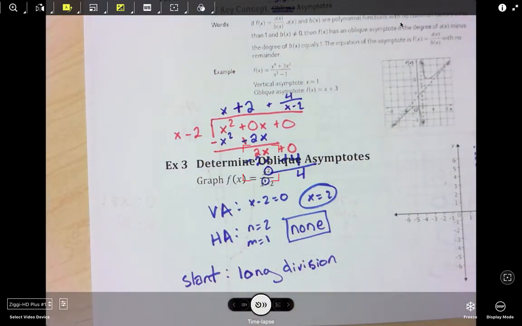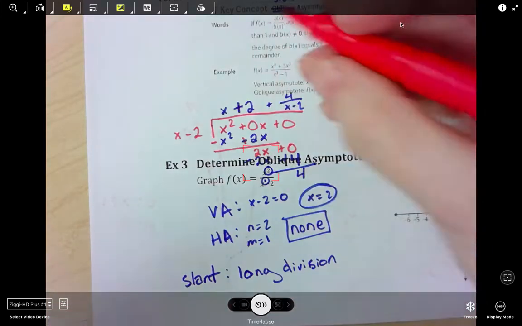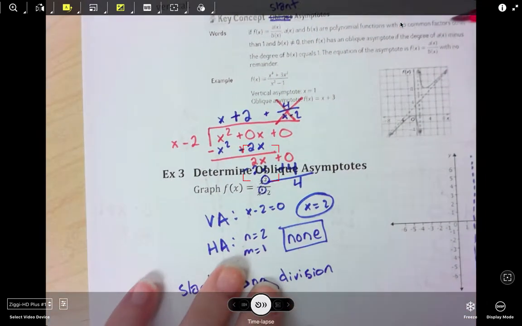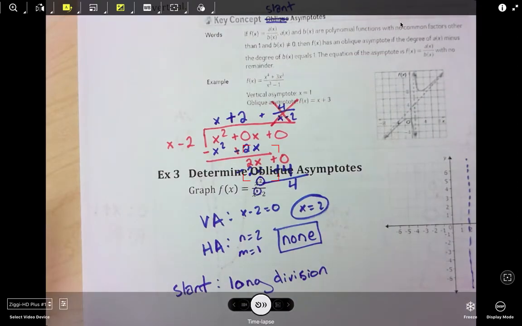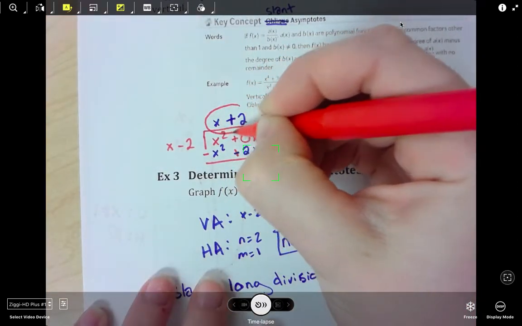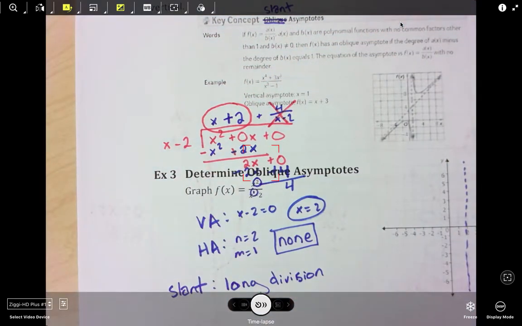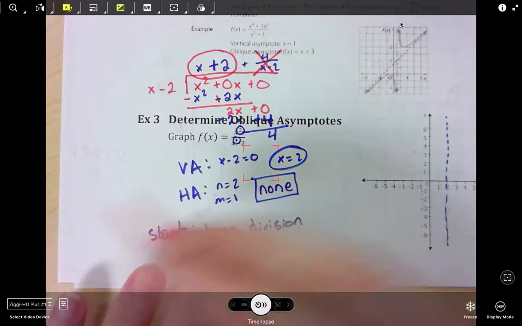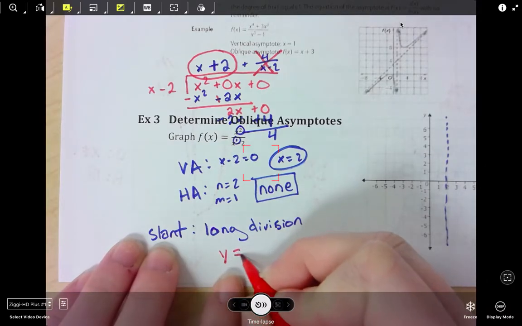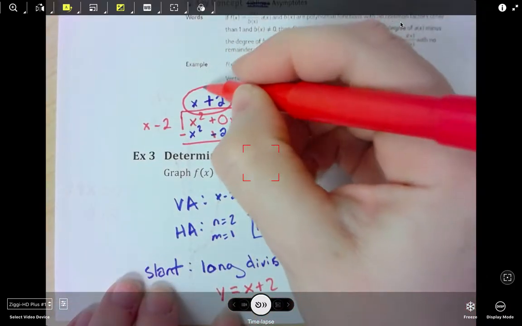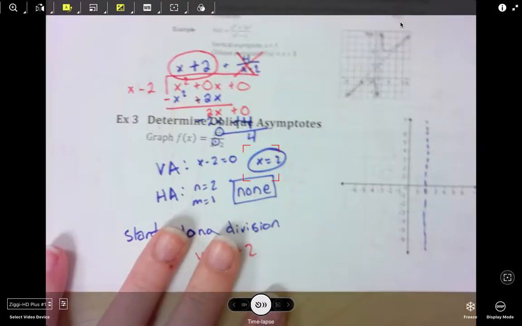Now, the good part about this long division is that this 4 over x minus 2, we don't care about him. He means nothing to us. To find the slant asymptote, we're only looking at the part in front of the remainder, so x plus 2. My slant asymptote is y equals x plus 2. That x plus 2 comes straight from the long division. y equals x plus 2.